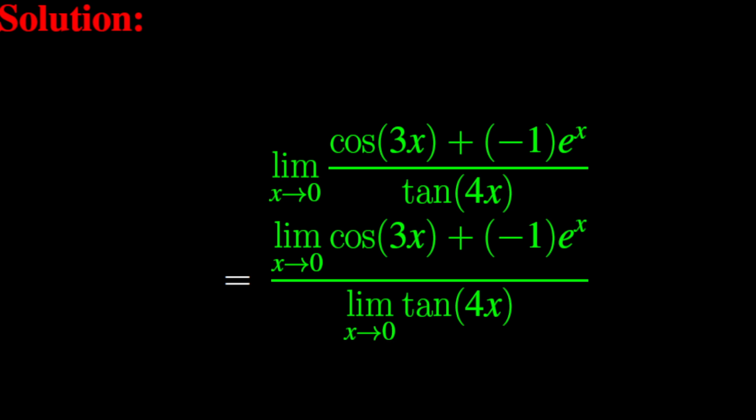Observe that the limit of a quotient of two functions is the quotient of the limits of those functions as long as the limit of the denominator is not 0. So, the limit as x goes to 0 of the fraction cosine of 3x, plus minus 1 times exponential of x, over tangent of 4x, is equal to the limit as x goes to 0 of cosine of 3x, plus minus 1 times exponential of x divided by the limit as x goes to 0 of tangent of 4x.